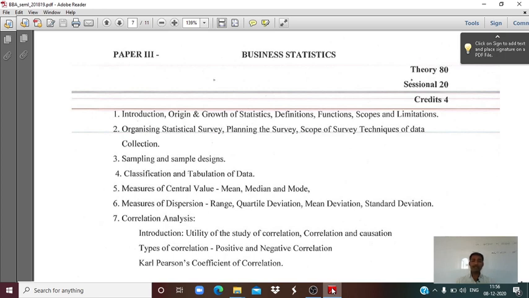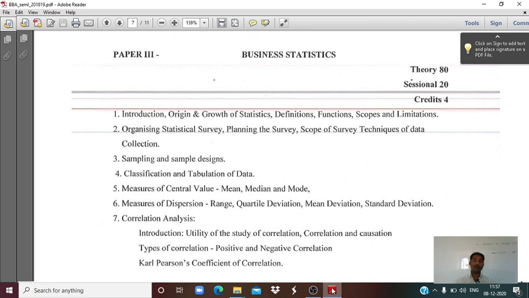Now we will go to chapter number 6, measures of dispersion. In your syllabus there are 4 measures of dispersion. Number one is range, number two is quartile deviation, number three is mean deviation, and number four is standard deviation. So there are 4 numerical problems in chapter 6, measures of dispersion.